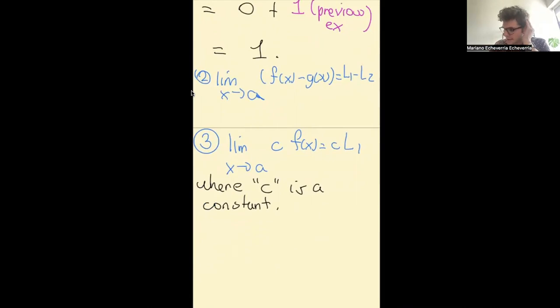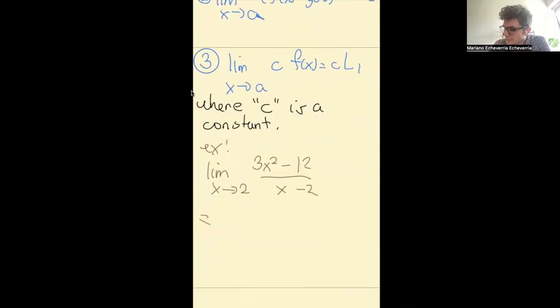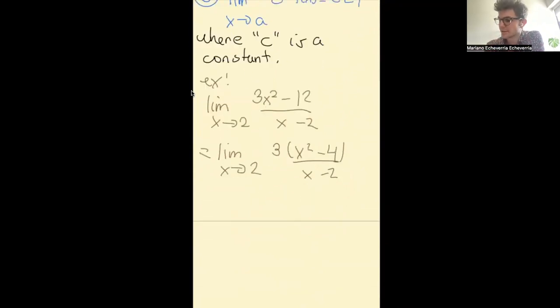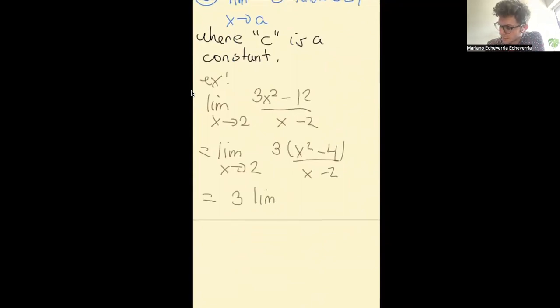Just to give you an example of what I mean by this, here's an example of this property. If you remember, we had studied something like this before: 3x² minus 12 over x minus 2. If you look at something like this, you can factorize a 3 in the numerator, so you get x² minus 4 over x minus 2. Now the constant 3 is multiplying all of this, right? The property of the limit says that you can take it outside the limit when it's a constant. So you get 3 times the limit as x approaches 2 of x² minus 4 over x minus 2.